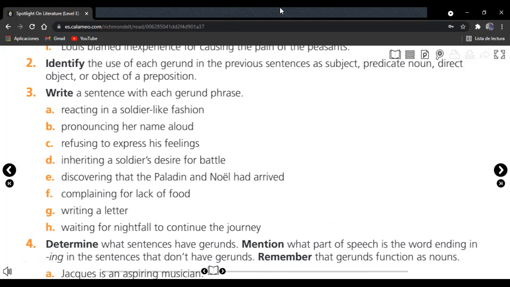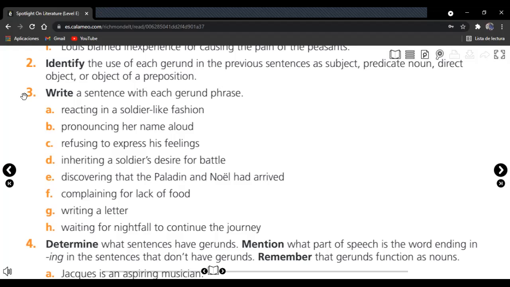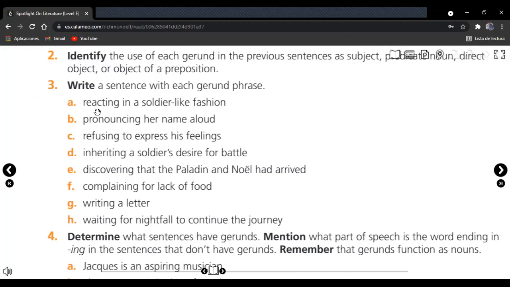Number three. Jessica, can you read the instructions of number three, please? Okay, identify the use of each gerund in the previous sentences as subject, predicate noun, direct object, or object of a preposition. And now with number three, please. Write a sentence with each gerund phrase. Okay, thank you. So you're gonna use these prompts. They're prompts using gerunds right here.